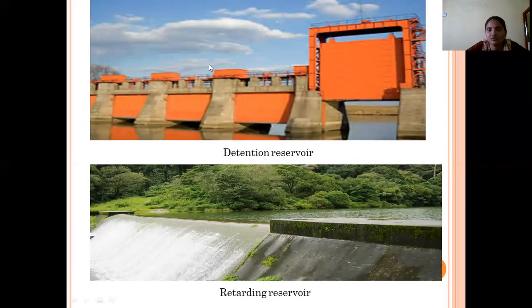So detention reservoirs have gates, so the water will be stored and operated with gates. And retarding reservoirs, here no gates are there. So these are the examples of retarding reservoirs.